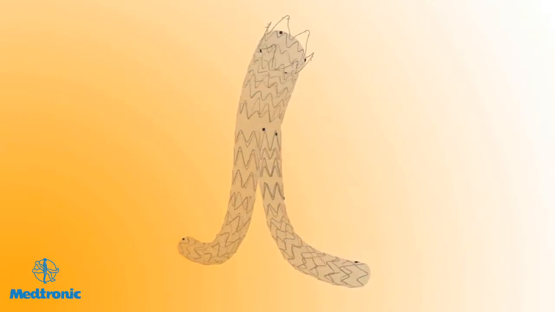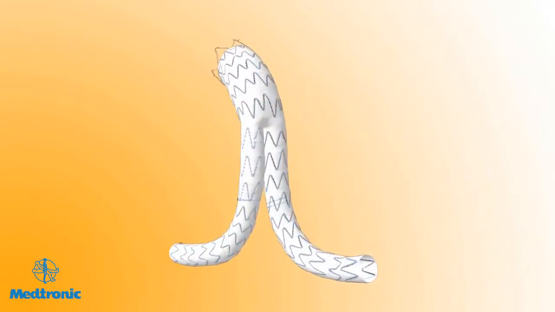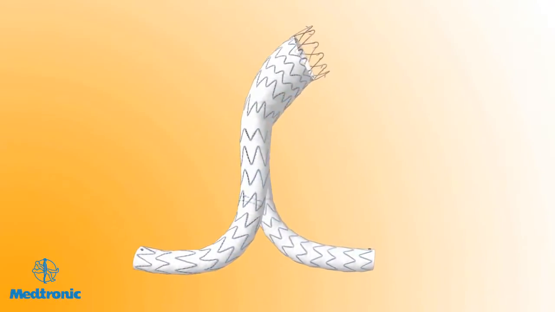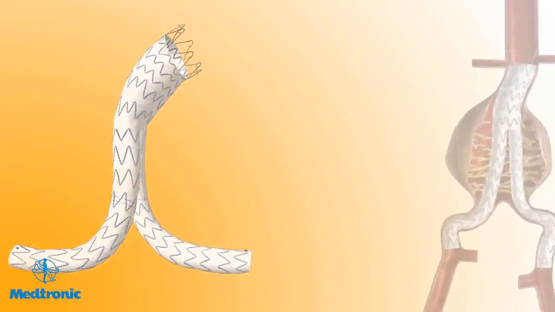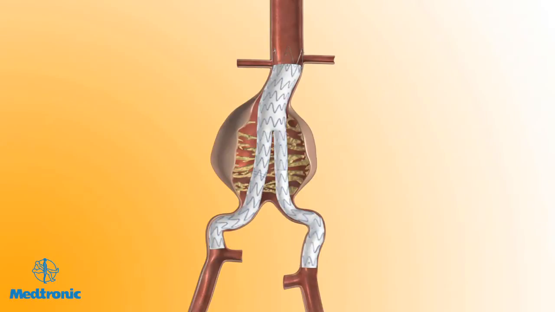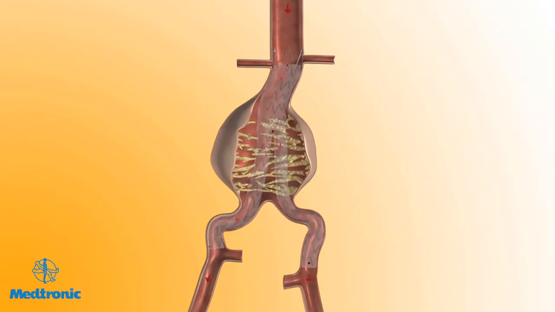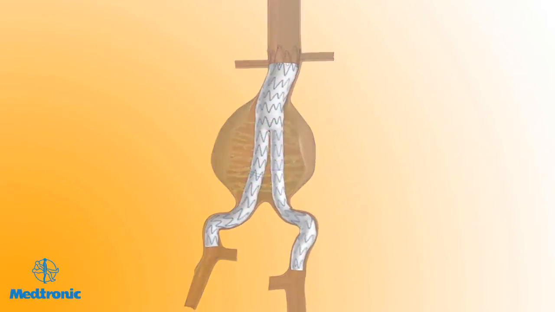The Endurant stent graft system is designed to treat patients with abdominal aortic aneurysms using the endovascular approach. When placed within the aneurysm, the Endurant stent graft provides a permanent alternative conduit for blood flow within the patient's vasculature, thereby providing a minimally invasive alternative treatment choice in lieu of open surgery.